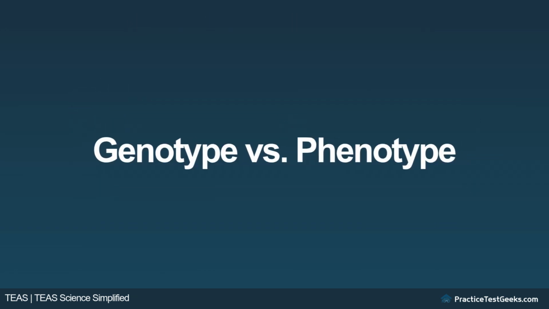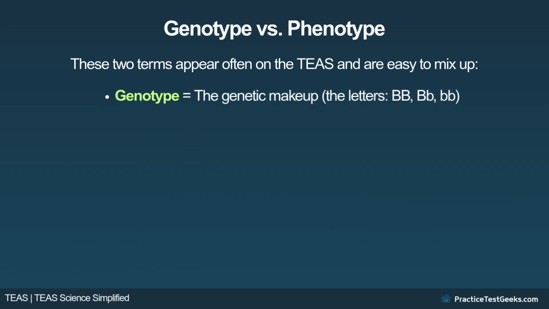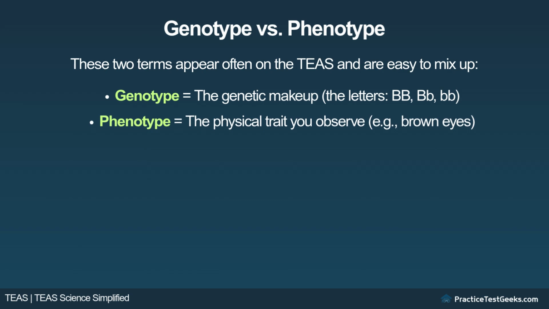Next, let's break down 2 terms that are often tested and often confused on the TTEAS: genotype and phenotype. Genotype refers to the genetic code, the letters you inherit, like 2 uppercase B, 1 uppercase B and 1 lowercase b, or 2 lowercase b. These show what alleles you carry. Phenotype, on the other hand, is the physical trait you can actually see. For example, having brown eyes or blue eyes.